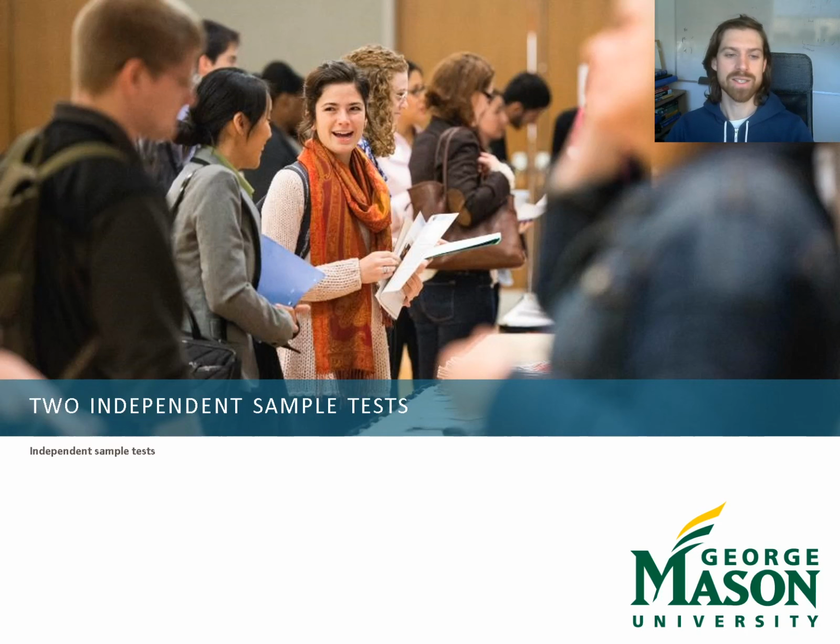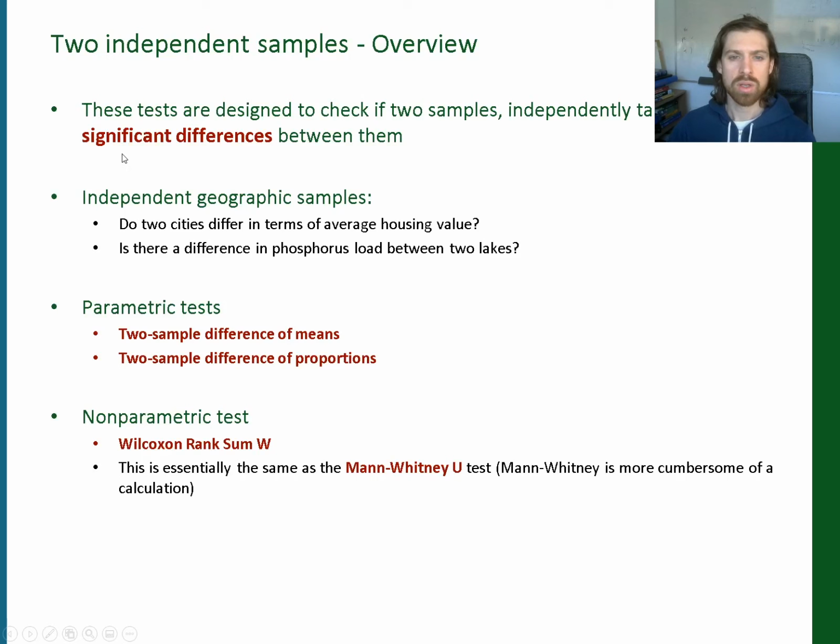So let's get into the tests now. Let's focus on 2 independent sample tests first. So these tests are designed to check if 2 samples independently taken have significant differences between them. And often these could be independent geographic samples, as I've already mentioned. So perhaps we're looking at different average house price values in different locations. Perhaps we're sampling geophysical metrics from different places, potentially phosphorus load between 2 different lakes if you're focusing on a physical geographic topic.